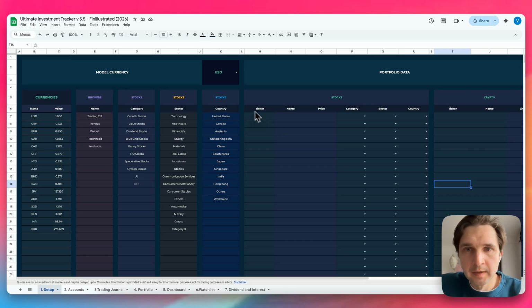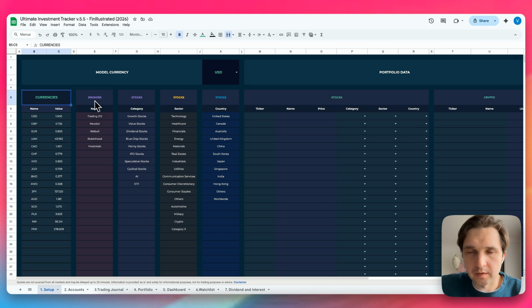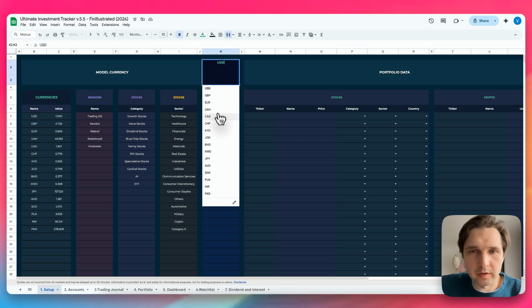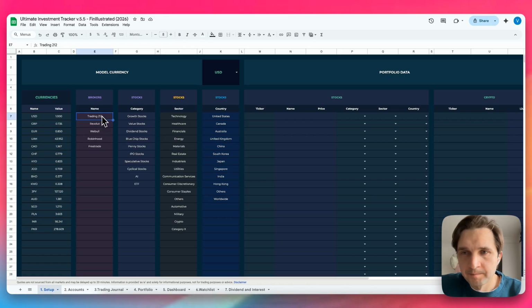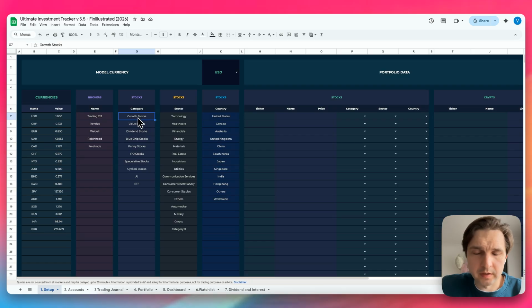So to start with, number one, you will always have currencies, because it's a conversion for the currencies which are selected here, and there is the main model currency, which is the base model. For example, just keeping it simple, let's keep USD. Brokers, you can select, you can write whatever they are. I'm based in the UK, but even if you are in the US, Robinhood and Webull are also available in the UK and most likely in Europe. But whatever you want, you can write it down.